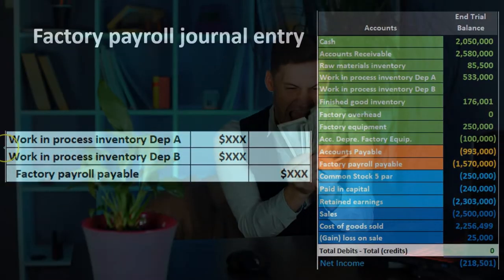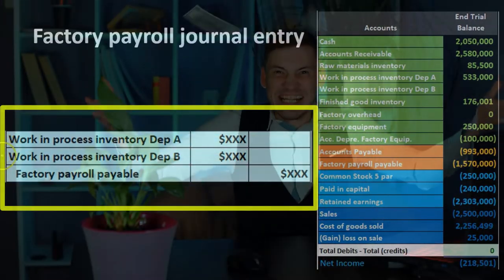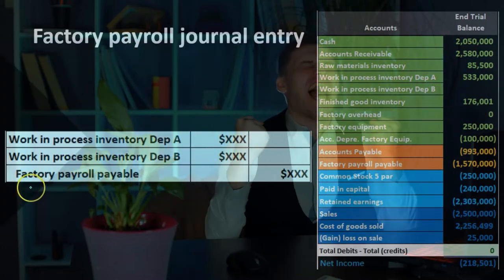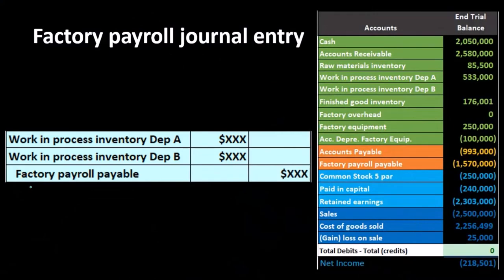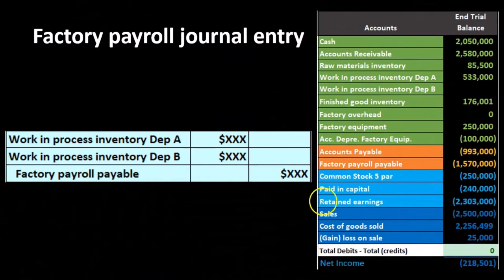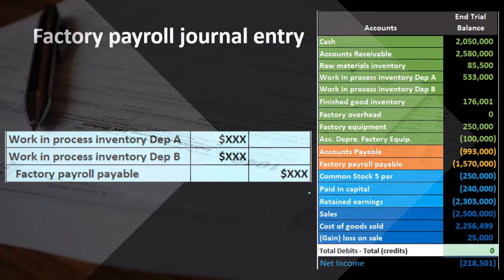We're going to debit the work in process for Department A, the work in process for Department B, and we're going to credit the factory payroll payable. Now note, this is basically a payroll journal entry. We're not dealing with any withholdings here, however. So you could consider if this was cash, we're paying people cash, and then we're debiting the work in process instead of payroll expense because we're capitalizing it here. And so the end note, we're not dealing with anything with regard to payroll taxes or withholdings at this point.